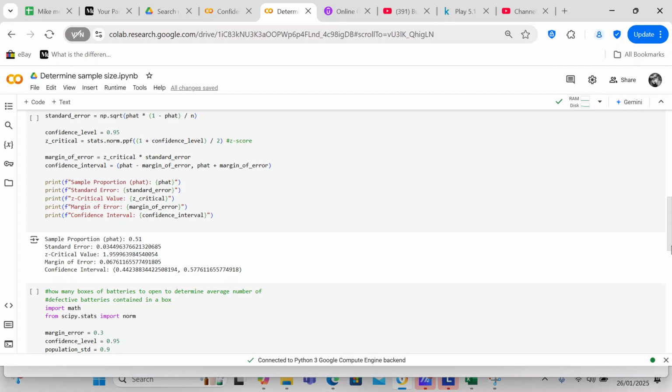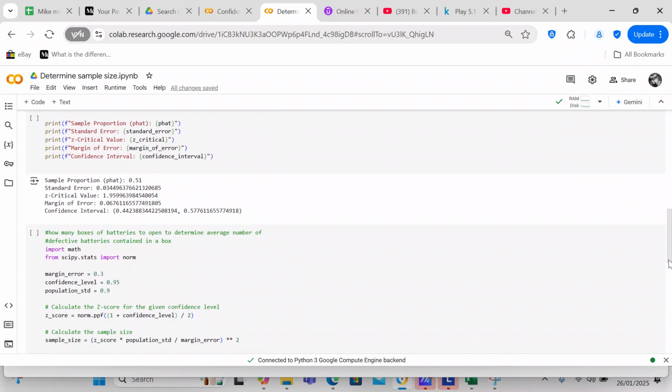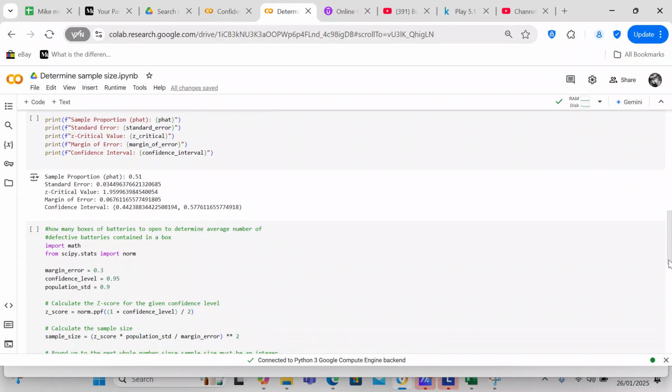And then we check our margin of error, which is Z critical times standard error, and then we check our confidence interval, which equals p hat minus margin of error, comma, p hat plus margin of error, and then you print all that up. So our sample proportion, which is p hat, is 51%. Standard error is 3%. Z critical value is 1.95, which is also a Z-score. Margin of error is 6.7%, and confidence interval is 0.44 to 0.57.